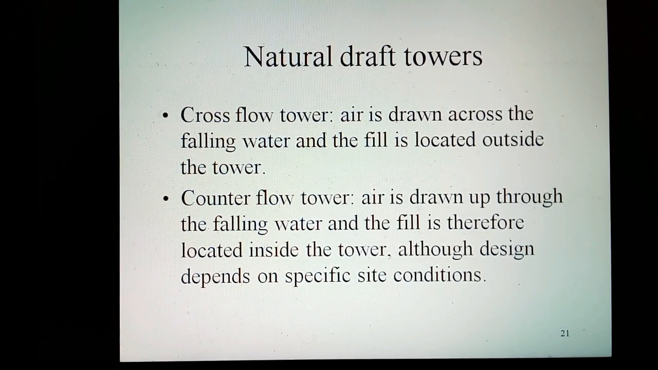Common applications include cooling the circulating water used in oil refineries, petrochemical and other chemical plants, thermal power stations, and HVAC systems for cooling buildings.